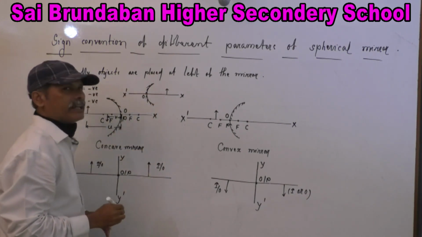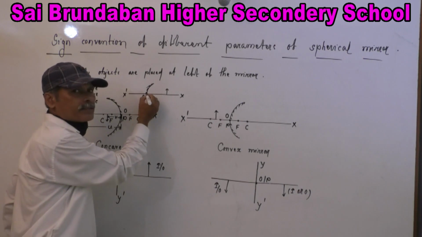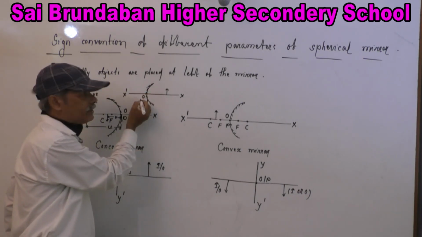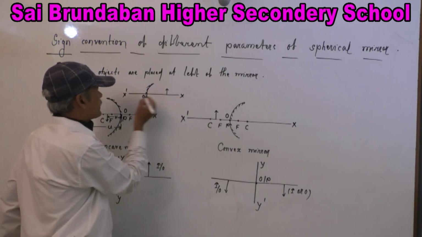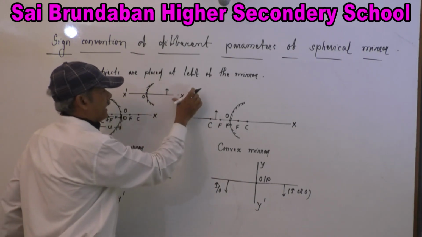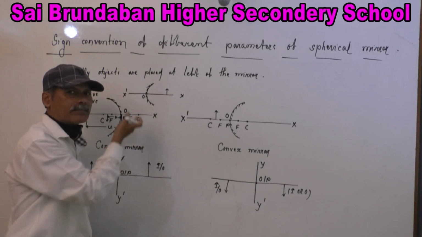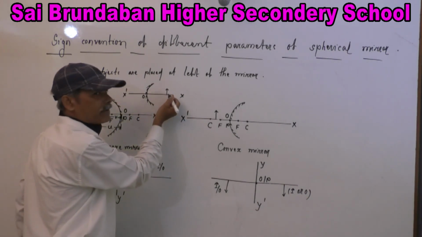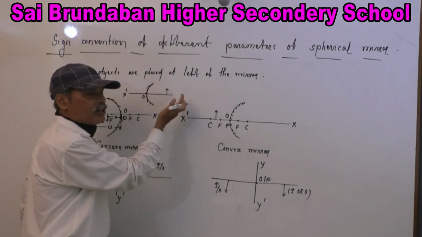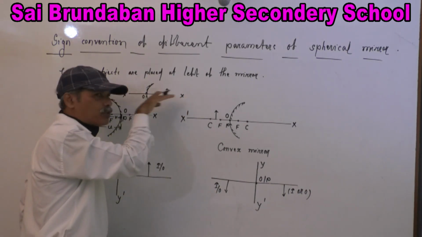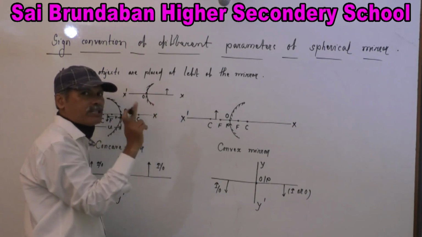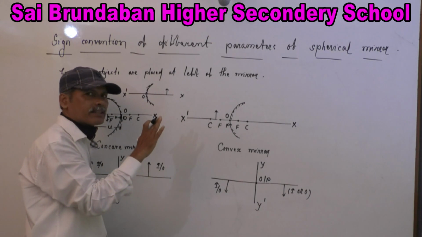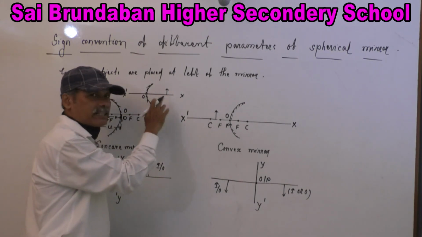Here, the pole is stated as origin. This is the positive x-axis, this is the negative x-axis, and the axes have taken their position in the usual manner. The object is placed at the right of the mirror, so the reflecting surface approaches the object, facing the object. Always remember, the reflecting surface of a mirror always faces the object.